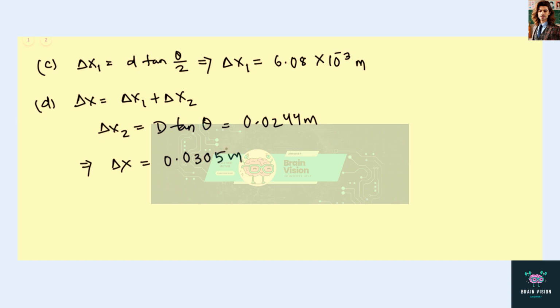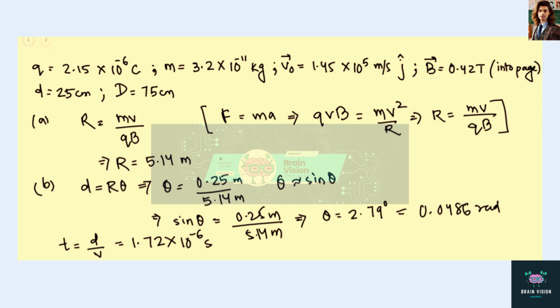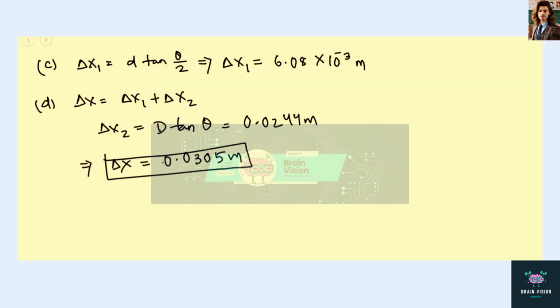0.305 meter. Now one thing to notice over here is that small d is much less than capital R. So the horizontal deflection of the particle is much smaller than the distance it travels in the y direction.